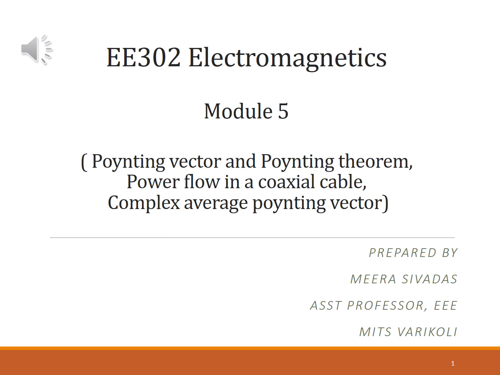In this lecture, we will be discussing topics from Module 5. The topics that will be discussed are Poynting vector and Poynting theorem, power flow in a coaxial cable, and complex average Poynting vector. This is the first half of Module 5.